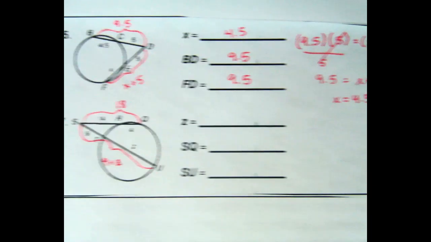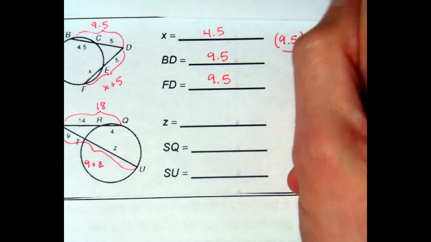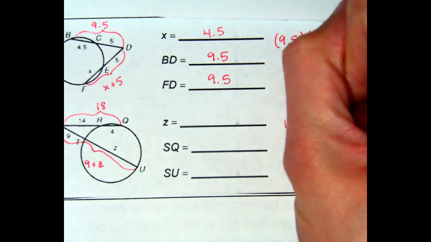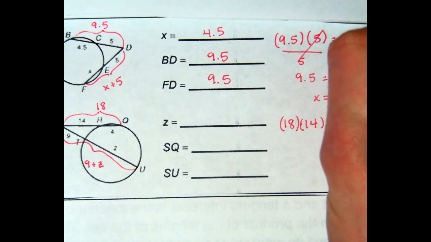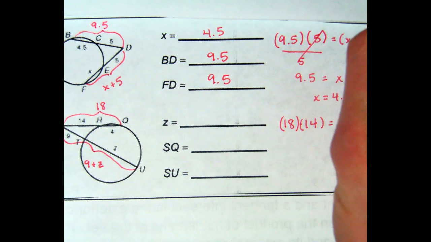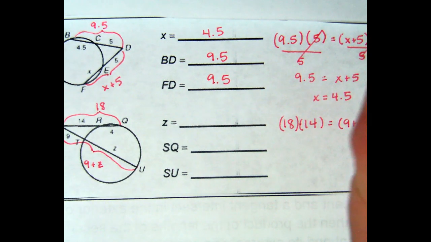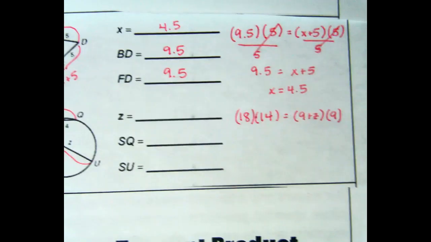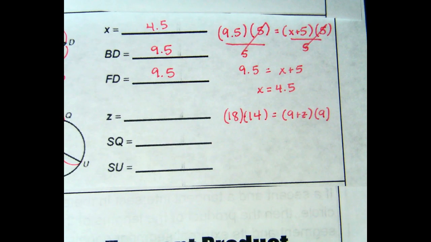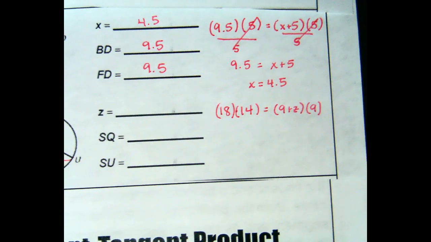Alright, what am I going to set up? 18 times 14 equals 9 plus Z times 9. Now, did you multiply or did you divide by something? You could have divided by something or you could have just distributed.